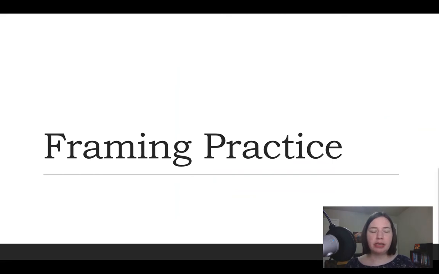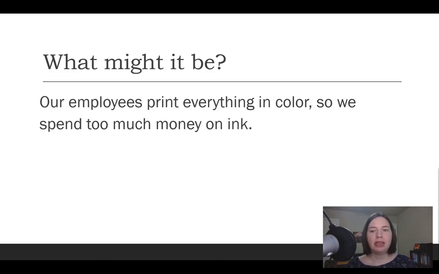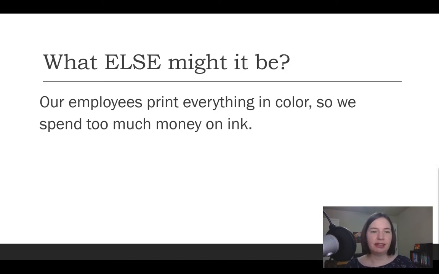Part of it is thinking about what something can be. What else can it be? So I'm going to give you a problem, and I want you to write what the underlying problem might be. What if we say our employees print everything in color, so we spend too much money on ink? What do you think the problem might be here? What do we need to fix? Okay, now you need to come up with another problem. What might another problem be?